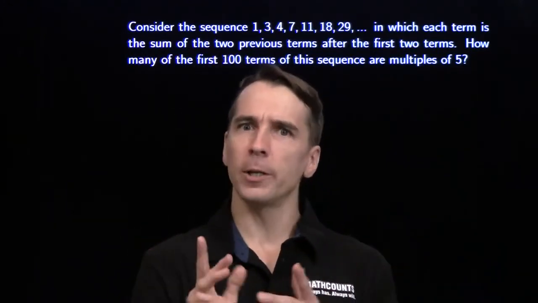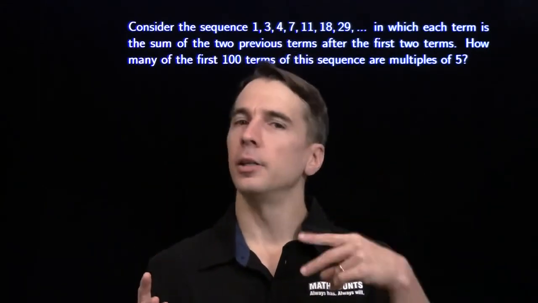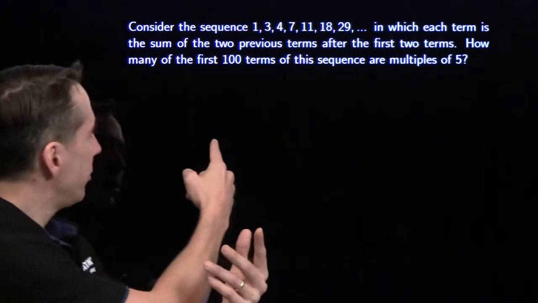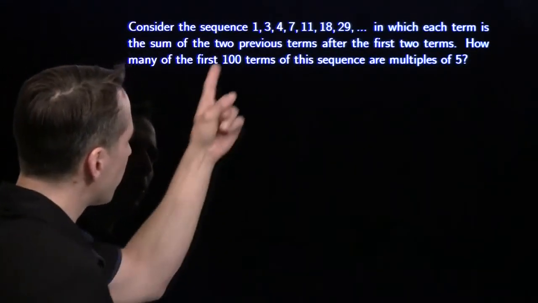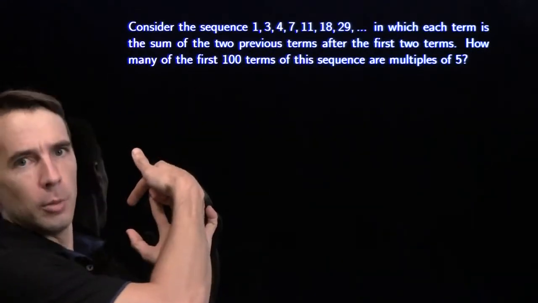So today we're going to talk about one of my favorite think-about-it strategies: find a pattern and prove the pattern works. We're going to try it on this problem right here. We've got a sequence 1, 3, 4, 7, in which after the first two terms, each term is the sum of the two terms before it.